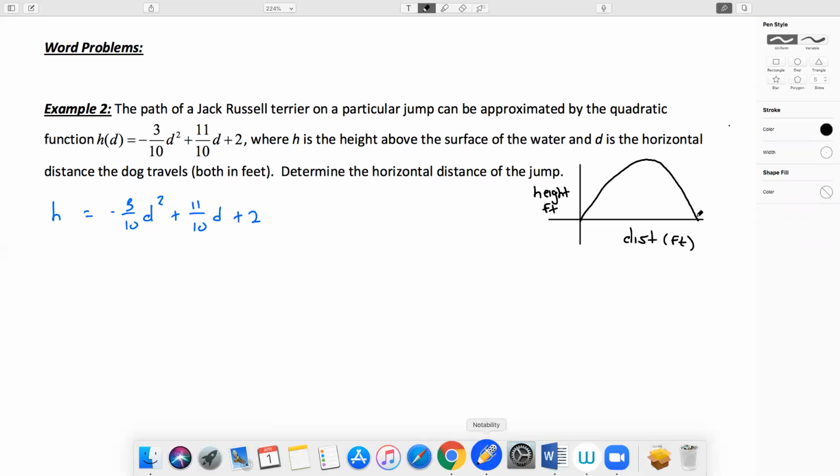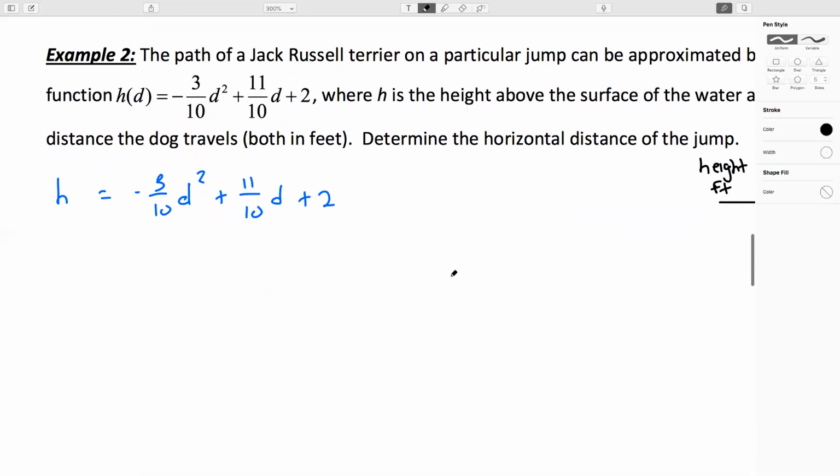The question is not asking what is the maximum height. It just wants the horizontal distance, and we need to keep this idea that the height goes from 0 up to some max, back down to 0. So if we set the height equal to 0 and we solve for distance d, that'll tell us how far the dog jumps. And that's what we're going to do. So let's zoom in a little bit here. We can rewrite this as 0 equals -3/10 d squared plus 11/10 d plus 2.